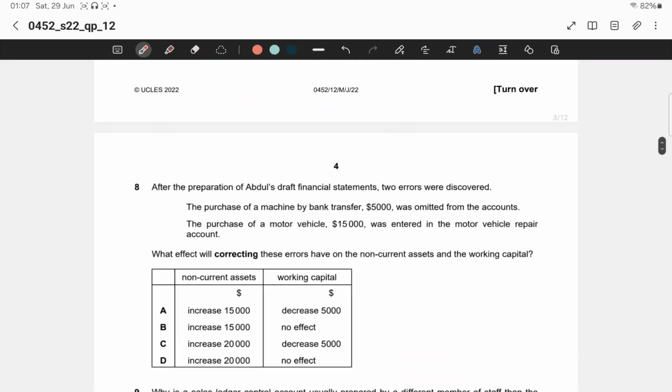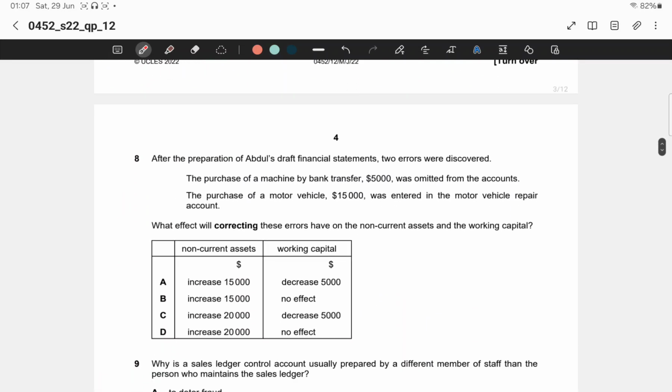Number 8: after the preparation of the draft financial statements, 2 errors were discovered. The purchase of a machine by bank transfer 500 was omitted from the accounts. The purchase of a motor vehicle 15,000 was entered in the motor vehicle repair account. What effect will correcting these errors have on the non-current assets and the working capital? Non-current asset, I think you guys already know: it's a long-term asset, a fixed asset. Working capital has a formula: current asset minus current liability.